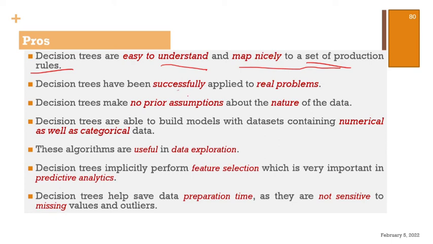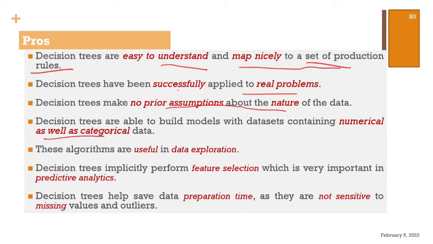Decision tree also have successfully been applied in real life problems, so many of them. So good thing is that it doesn't make prior assumption about the nature of the data. It faces the reality, unlike the naive Bayes that we're going to see later. They are also able to build model with data set containing numerical as well as categorical. If your data is numerical or categorical, they can work with you. So decision tree is one of the algorithms that can do that.